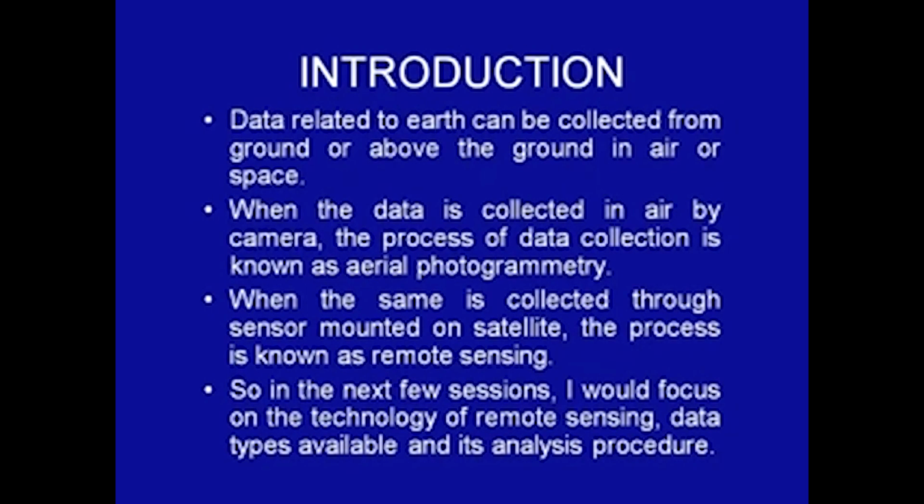Data related to Earth can be collected from ground or above the ground, in space or in air. When the data is collected in air by camera, the process of data collection is known as aerial photogrammetry. When the same is collected through sensors mounted on satellite, the process is known as remote sensing. So, in the next few sessions, I would focus on the technology of remote sensing, data types available and its analysis procedures. First of all, let us look at the definition of remote sensing.